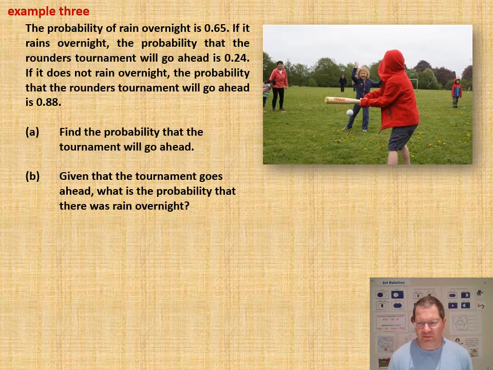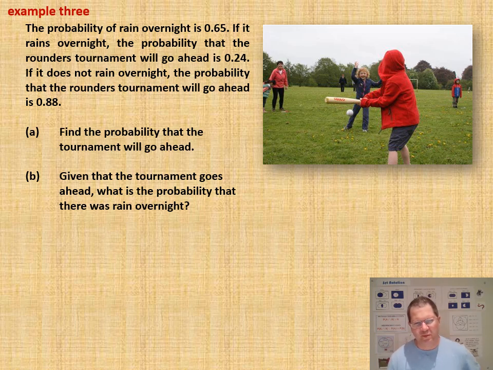Our final example, example 3, has words. The probability of rain overnight is 0.65. If it rains overnight, the probability that the Rounders tournament will go ahead is 0.24. If it does not rain overnight, the probability that the Rounders tournament will go ahead is 0.88. So far, it sounds like a standard tree diagram.